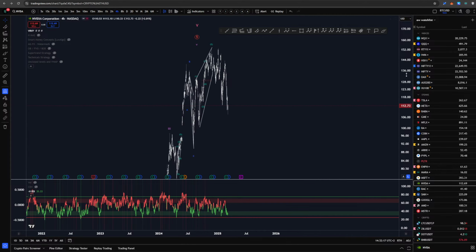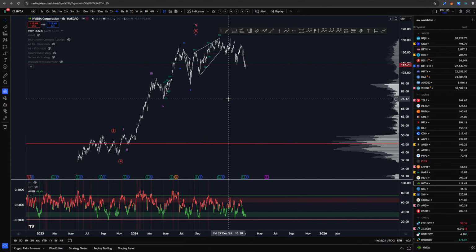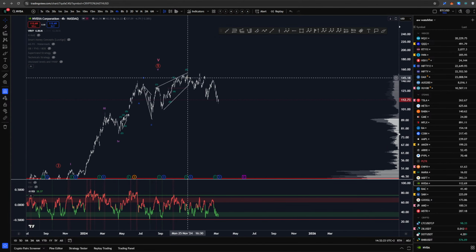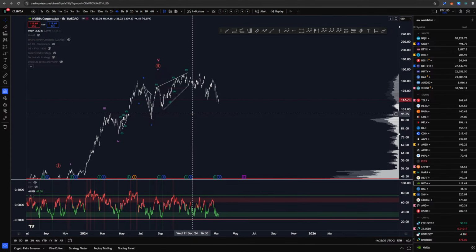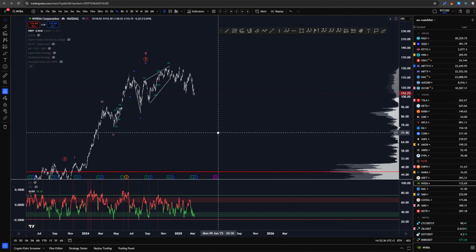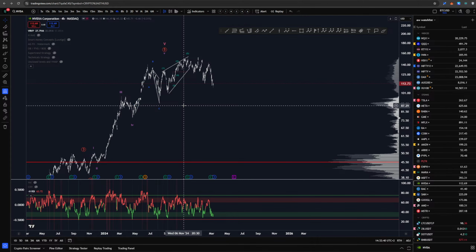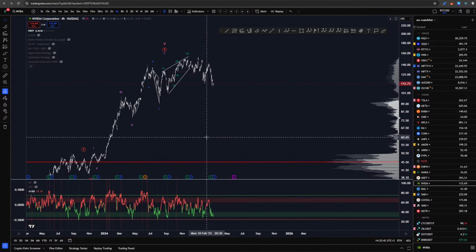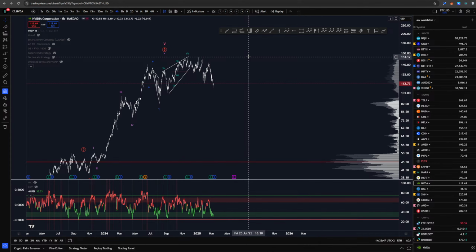Nvidia is one of those that we had looked at, and it looks like we had a pretty good idea of how this is ending, and then nothing has happened. This structure here though is kind of bad. Kind of surprised we still haven't gone down more.